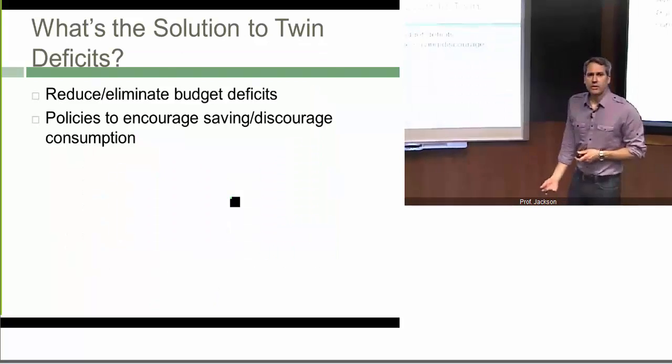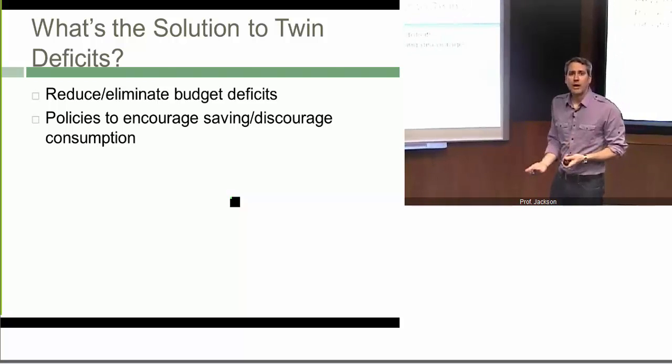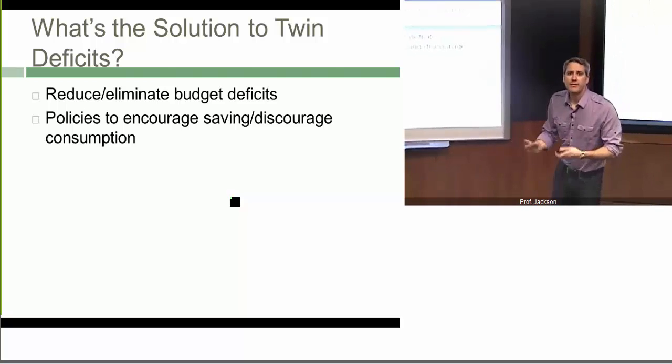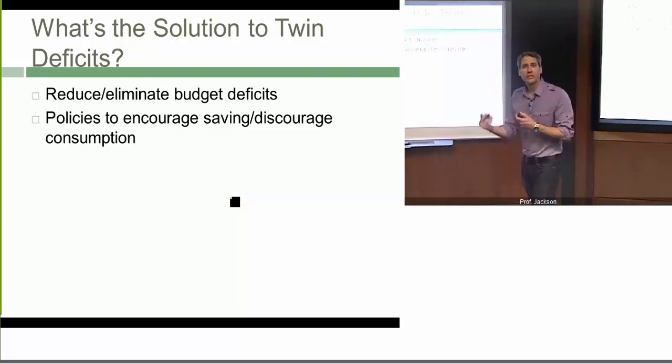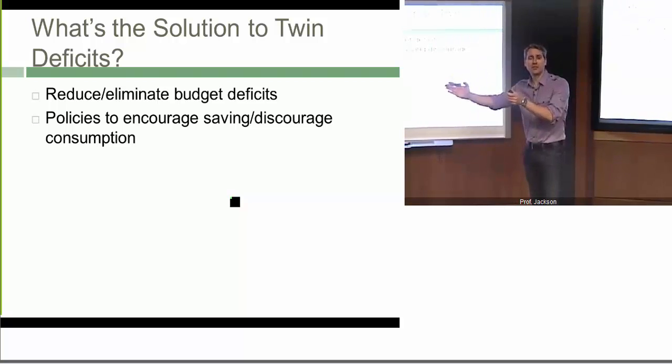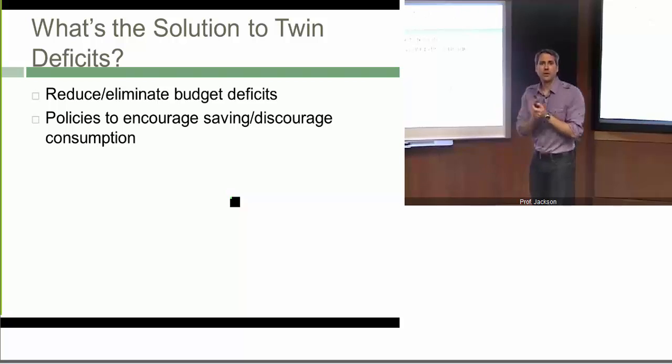So the issue then is to think about, well, what do we do about these? And the answers are obvious. I sort of gave it away in thinking about the sources of these twin deficits. The first is to reduce or eliminate the budget deficits. Reducing or eliminating budget deficits has the effect of increasing national savings, which again helps to close that gap between domestic investment demanded and the amount of savings available in the economy.